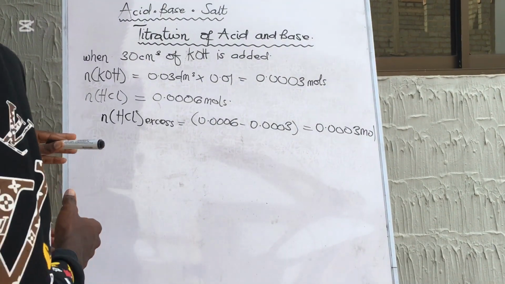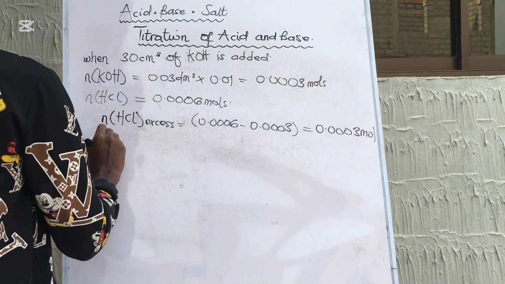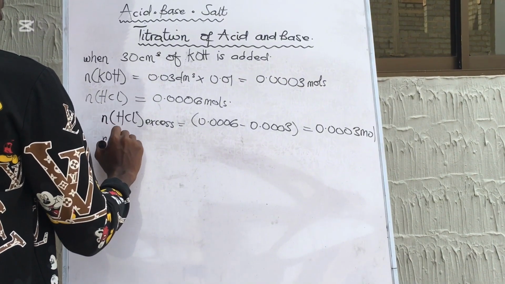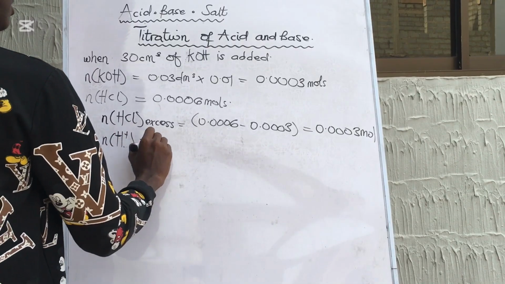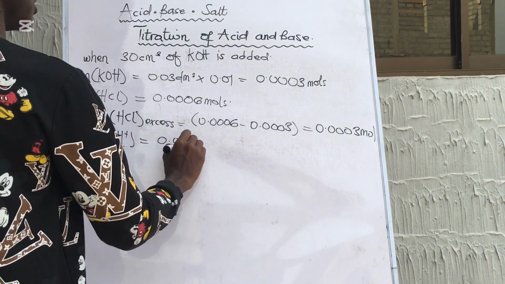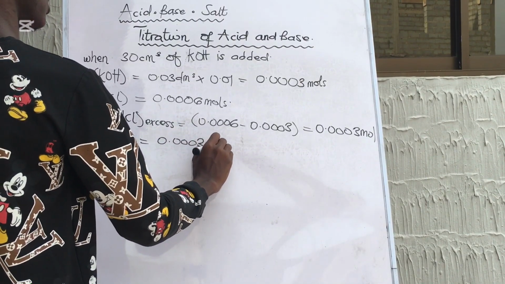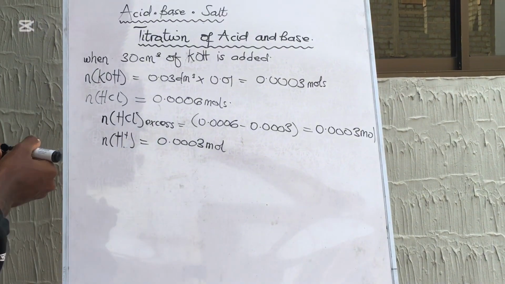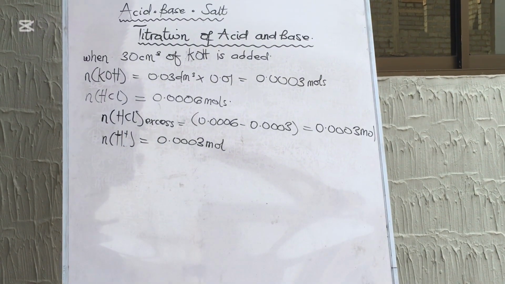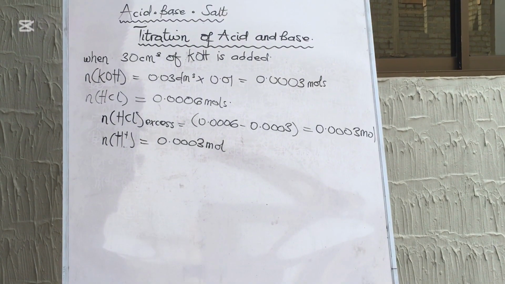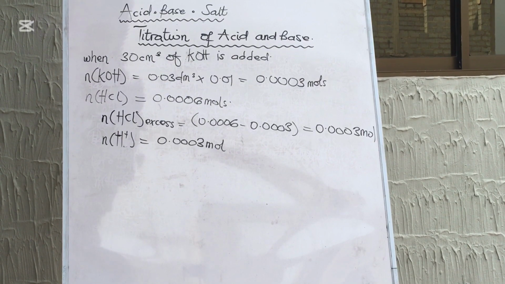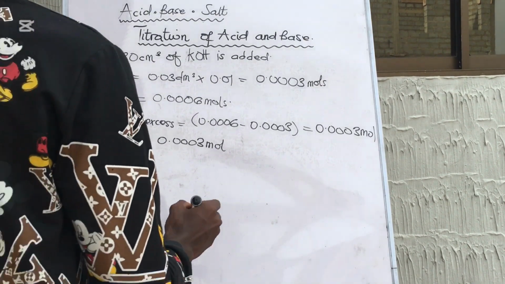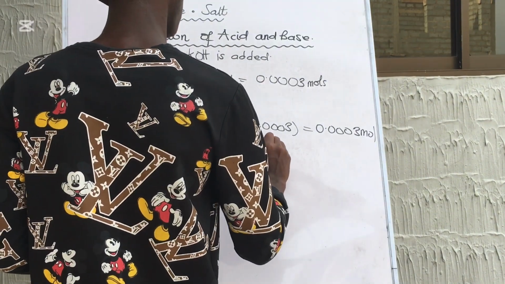Remember that the moles of the HCl is also the moles of the H plus. So the moles of our H plus is still the same as our 0.0003 moles. So to find the concentration of the H plus, in order to find the pH, we need to divide it by the total volume. If you are having 60 centimeter cube and you add 30 centimeter cube from the burette, you are supposed to get 90.